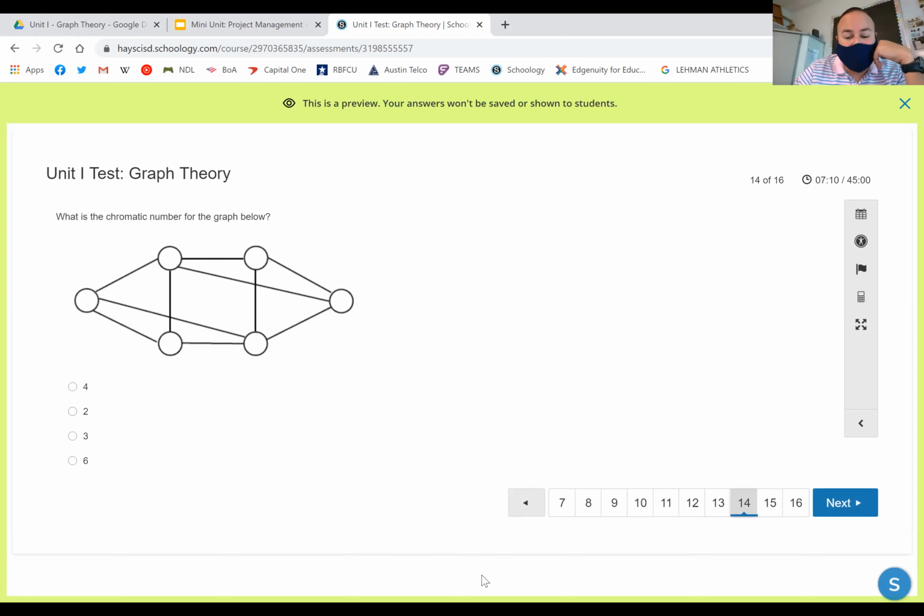What is the chromatic number of this graph? There are a couple of ways you could color this. There's one color there. There's another color there. You could do another color here. A few different ways. The chromatic number is 3 because I can use 3 colors. There's no way to do this one in 2 colors.